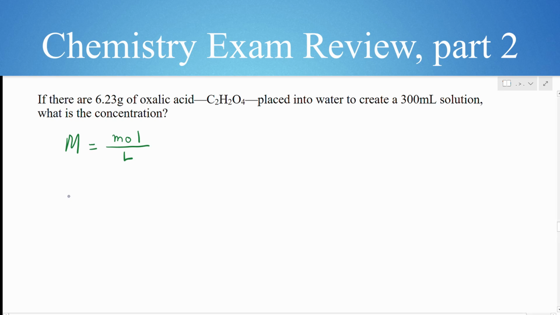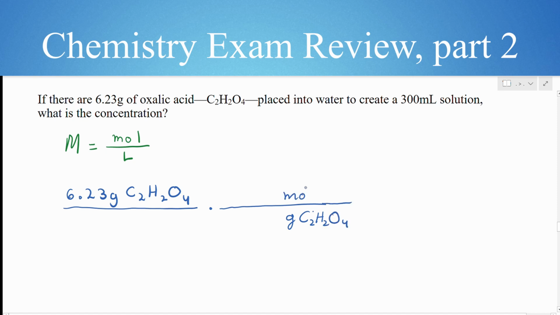We have 6.23 grams of this acid, and the volume is given here. What we need to do is convert the grams of this acid to moles of the acid, and we need to convert the milliliters into liters. So let's first convert the grams to the moles of the acid. We want to cancel out the grams, so grams of this acid will go on the bottom, and moles will go on top. When dealing with grams and moles, we need to use the molar mass.